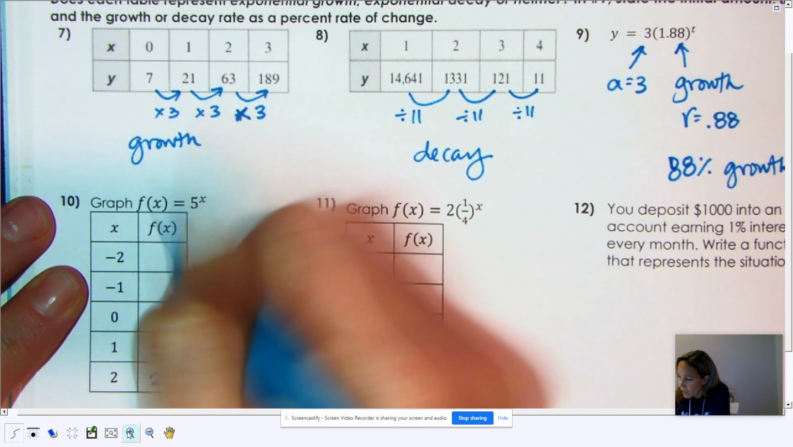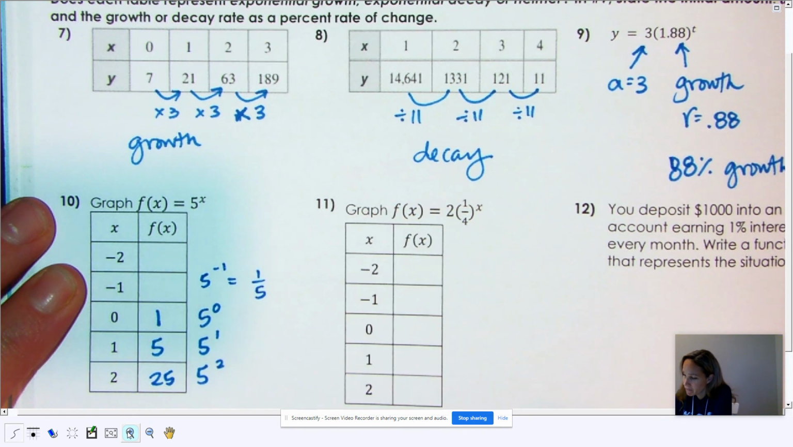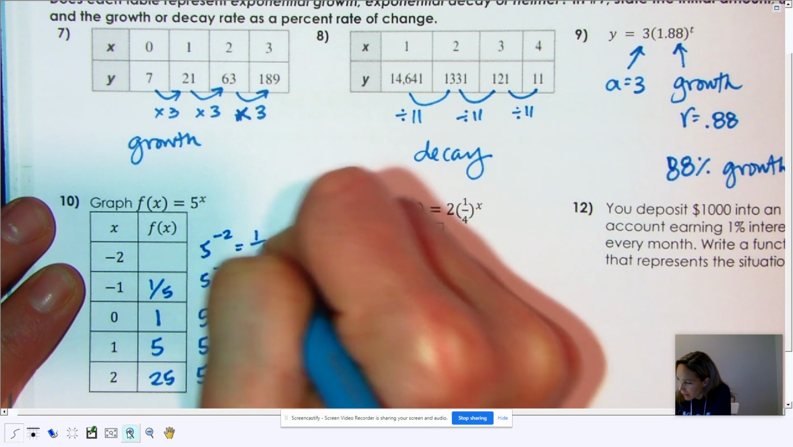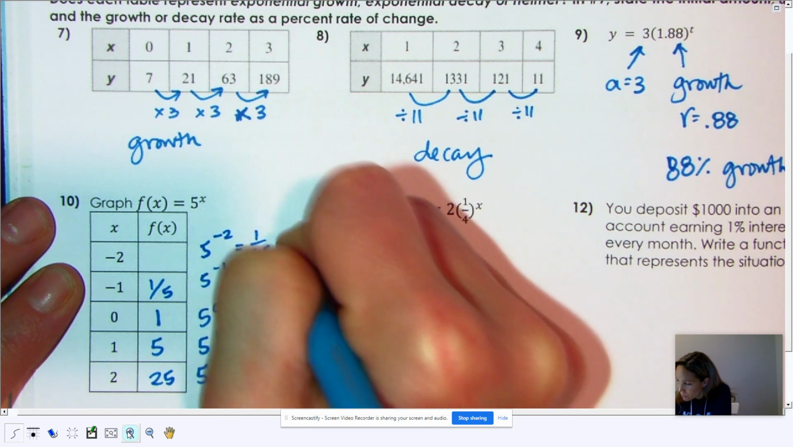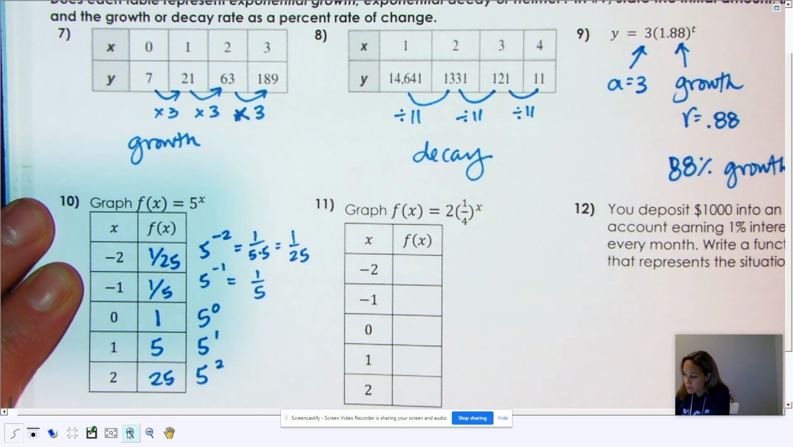5 to the negative 1 would be 5 to the negative 1. Remember, that means divide by 1/5, so it would be 1/5. 5 to the negative 2 would be divide by 2 5s, which would be 1 over 25. And so we're going to graph those now.